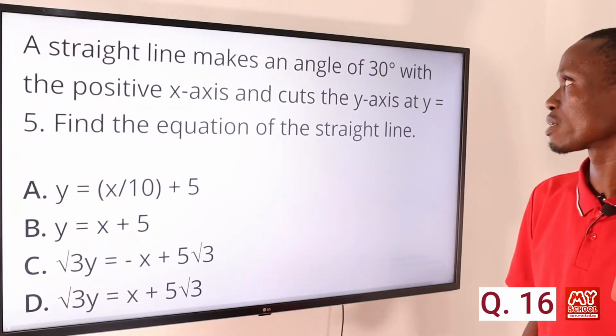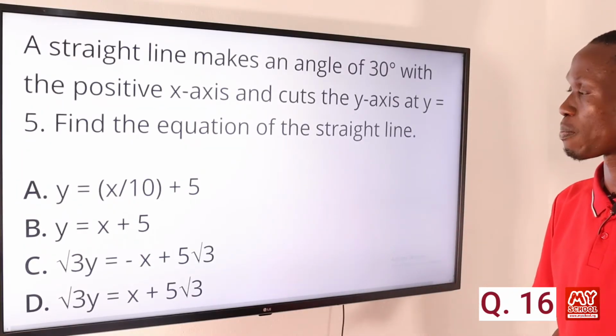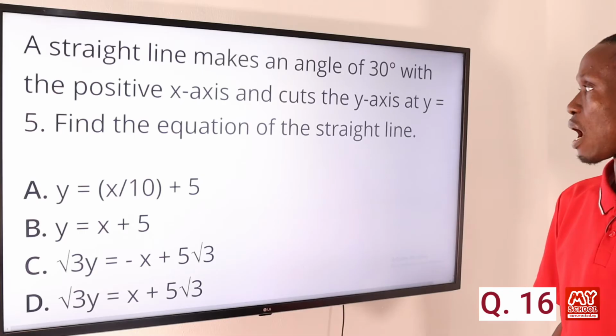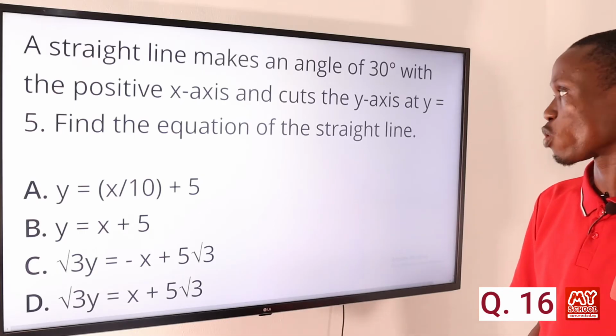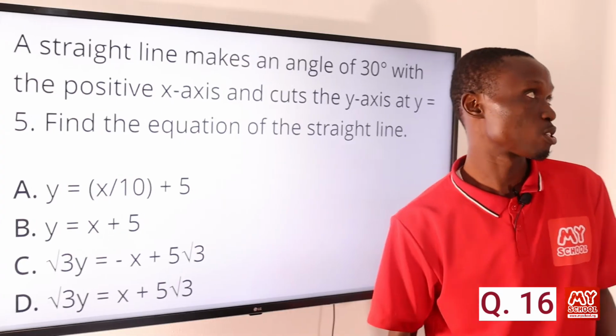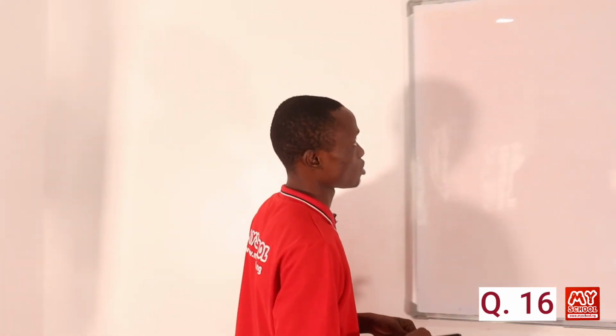Question 16. A straight line makes an angle of 30 degrees with the positive x axis and cuts the y axis at y is equal to 5. Find the equation of the straight line. So let's return to the board to provide answer to this question.